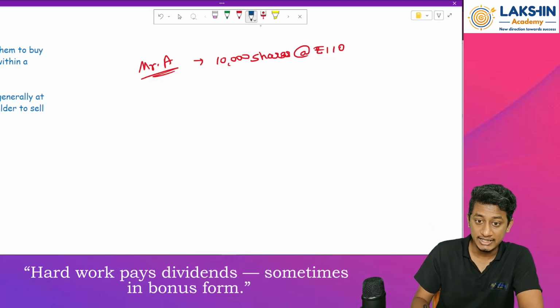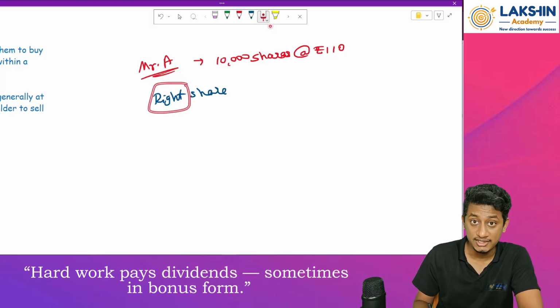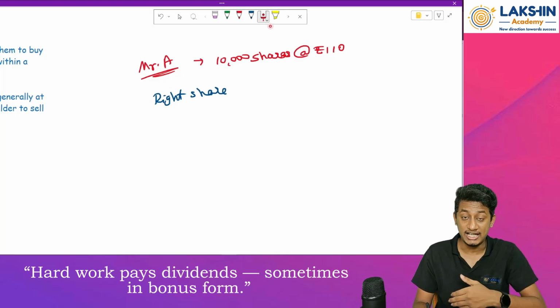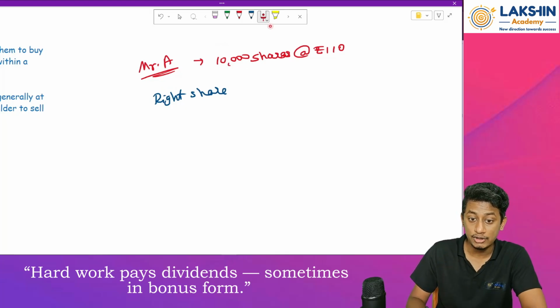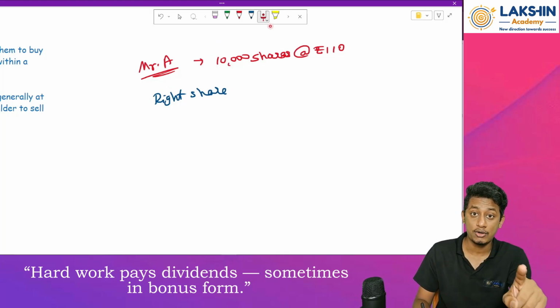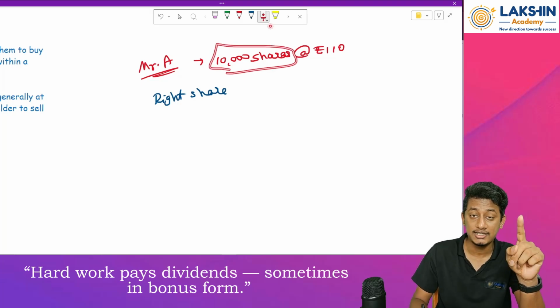So the company is issuing rights shares now. The company is issuing something called a right. So what do you mean by right? This is the right to buy new or additional shares, given to the existing shareholders, the right given to the existing shareholders.